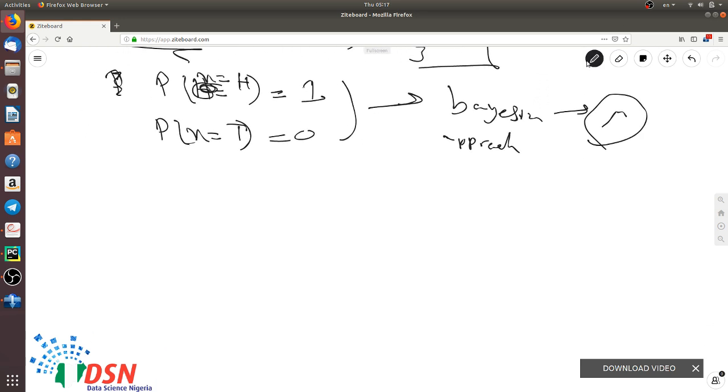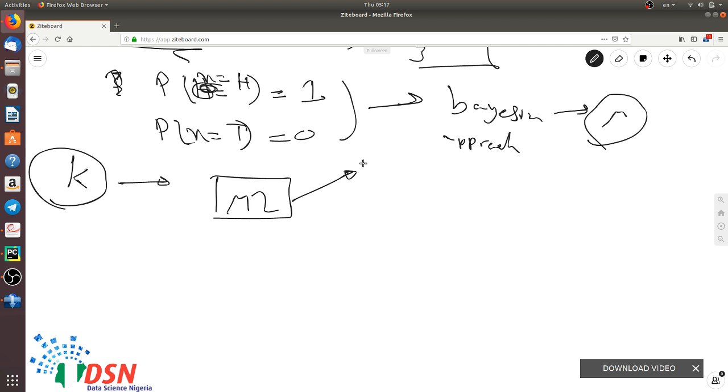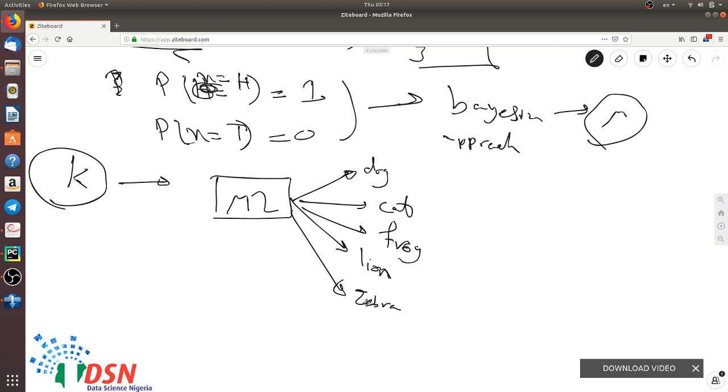Okay. The extension of binary variables is that in the binary case we have just 2 states. Now let's say we have k different states. For example, let's say you have a machine learning model and you want to classify between dog, cat, frog, lion, and maybe zebra. In this case, you will have 5 different states for your random variable.